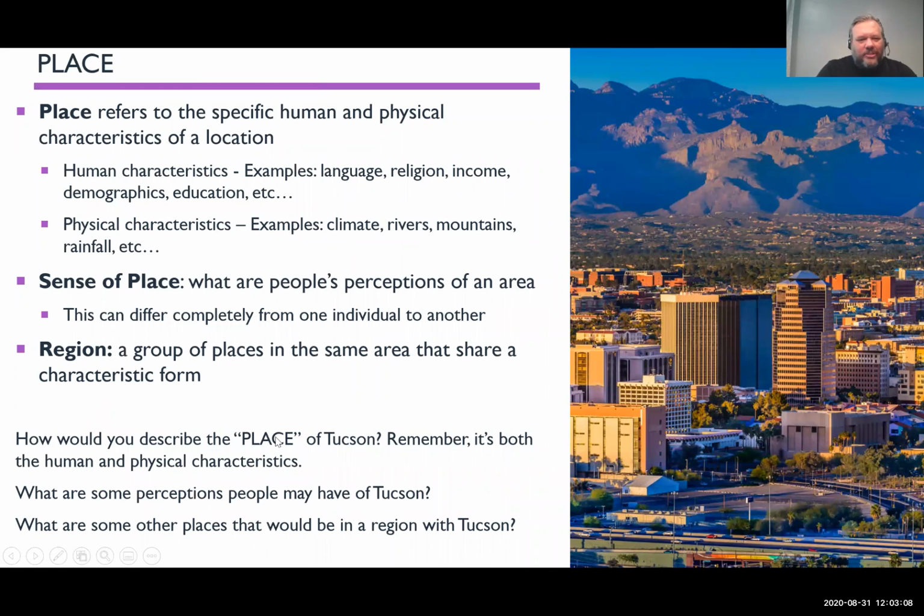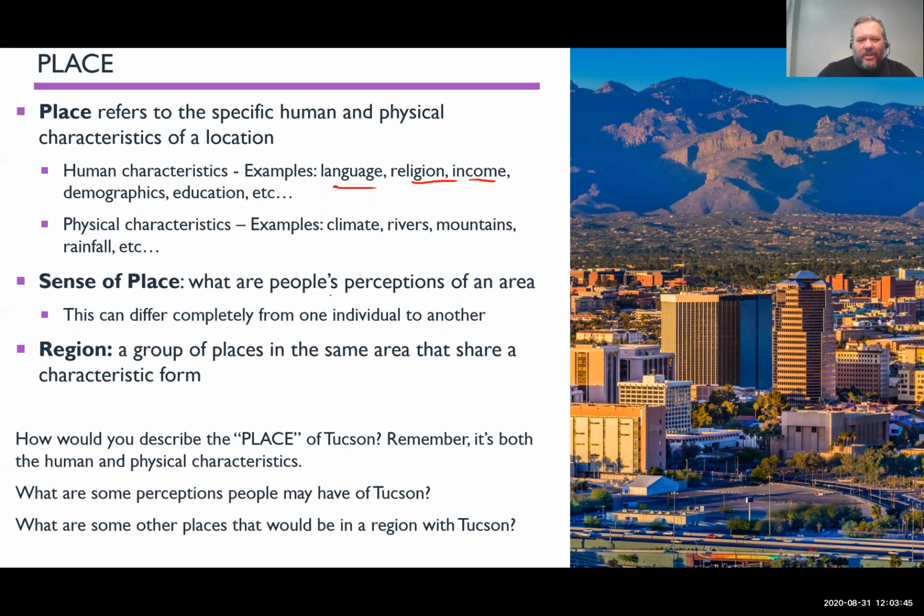So a couple of definitions for you. You probably want to pause this screen at some point just so you can get all the definitions down. Place refers to the specific human and physical characteristics of a location. This is a picture of Tucson. Can you think of different human or physical characteristics of Tucson that would help define the place? With human characteristics, we would look at things like language, religion, income, demographics, education, and economic factors as well. That's part of the place of Tucson.